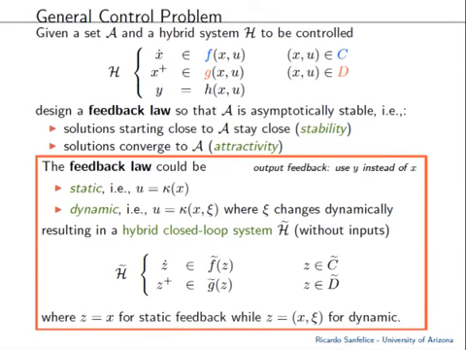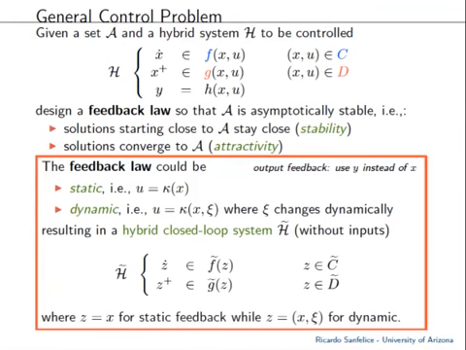We can look at static feedback laws, just a function of the state, or if we were doing output feedback, a function of the output. And also dynamic feedbacks, functions of the state and of some other state, C, of the controller. Now the controller state, C, could change in a hybrid fashion by itself, suppose that you require that. Then you end up with an interconnection of a hybrid plant with a hybrid controller that yields a closed-loop system that is hybrid.